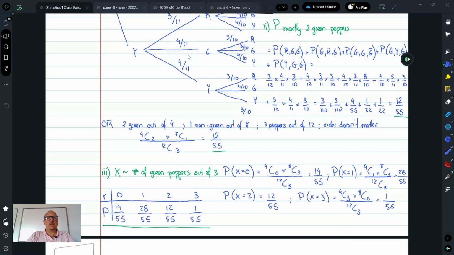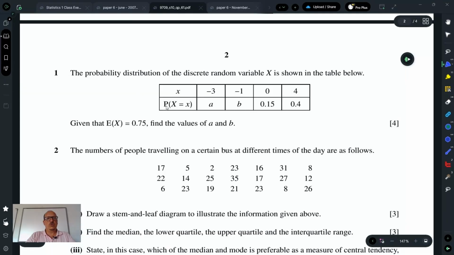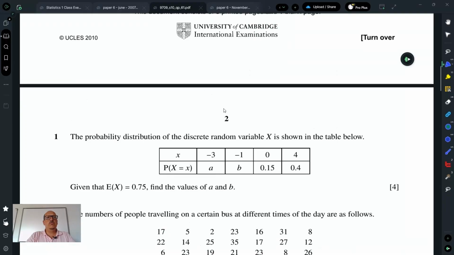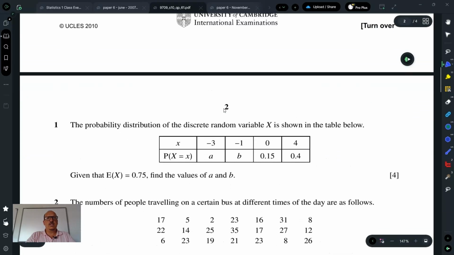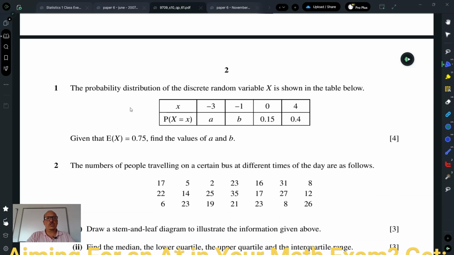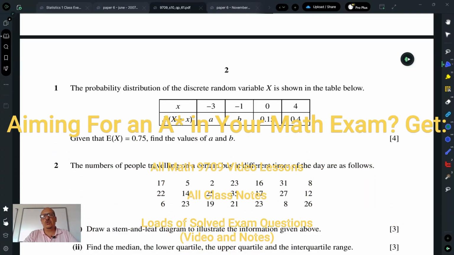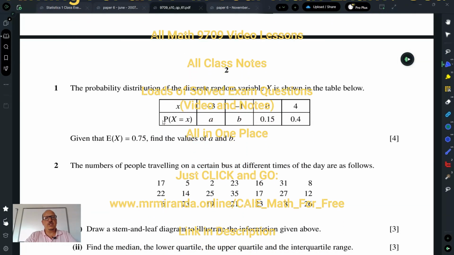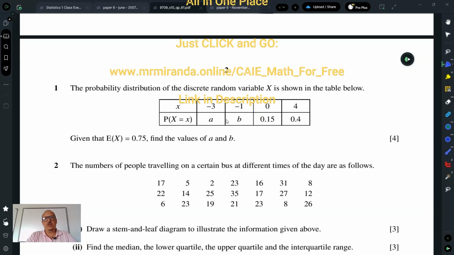Okay. The other 2 exam questions are much simpler, particularly the last one, but even this one. This is from paper 61, from 2010, and it's the first question. The probability distribution of the discrete random variable x is shown in a table below. Given that the expectation is 0.75, find the values of a and b. A and b are over here.